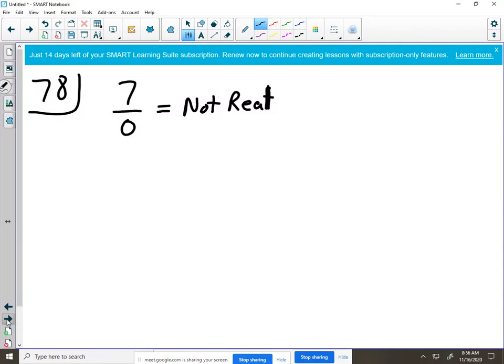Now here's the tricky part. 0 divided by 5. Well, I can do that. 0, and I get it. If I have 0 things, can I divide them into 5 groups? Sure. Everybody gets nothing.